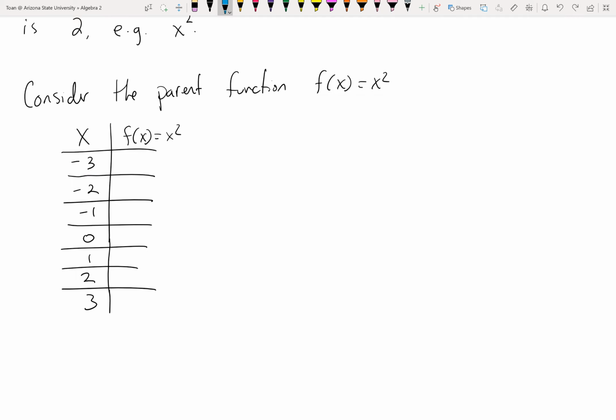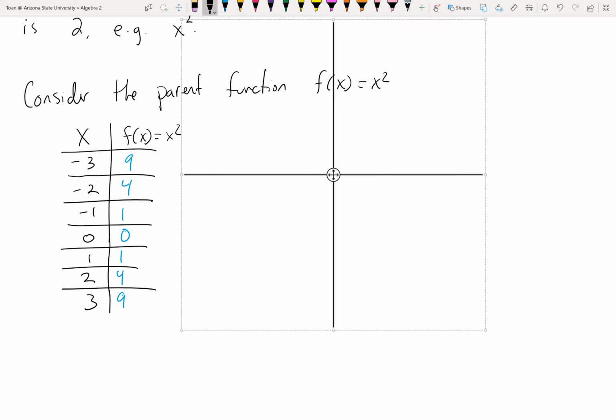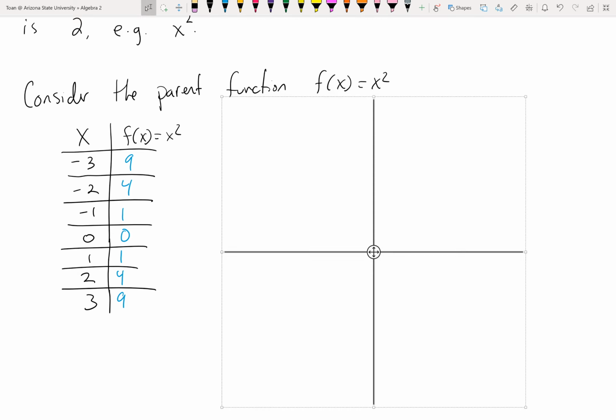You just take these x values and plug them into the function. If I plug in a -3 into the x squared, I get a 9. If I plug in a -2, I get a 4. Plug in a -1, I get a 1. Plug in a 0, get a 0. Then 1, 4, and 9. With this xy table, we should be able to produce a decent graph, which again, we call a parabola.